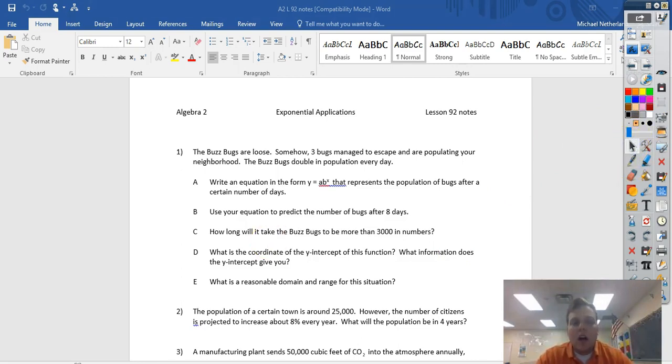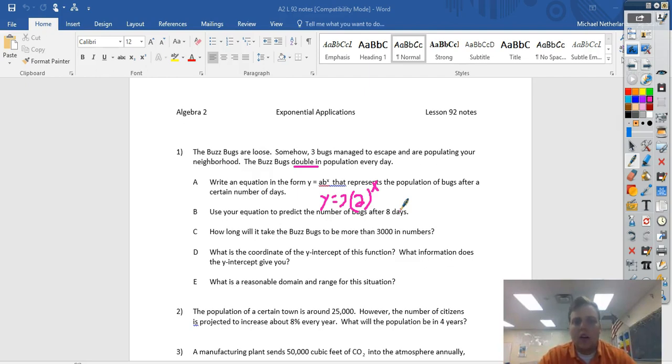Alright. So then what would be A for this problem? Well, what was the starting amount of bugs for this problem? 3. So y equals 3 times, okay, B. B represents the rate at which you're changing. What is the rate I'm changing? I'm doubling in population every day. That means I'm going by 2 raised to the x. Bam. That's what it's talking about. Y equals 3 times 2 raised to the x.